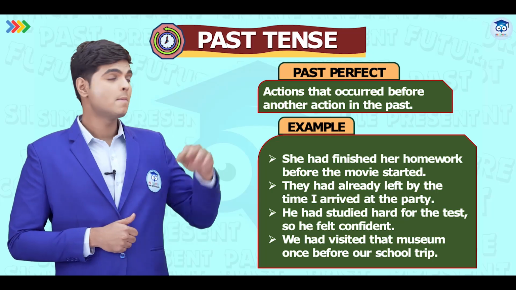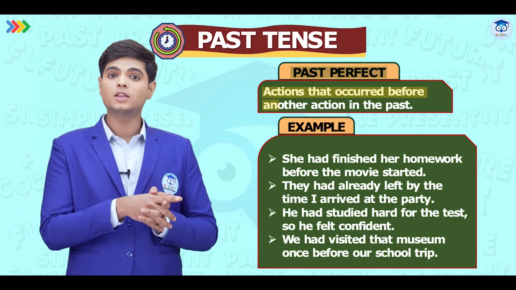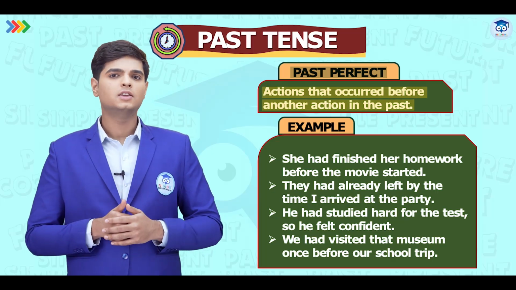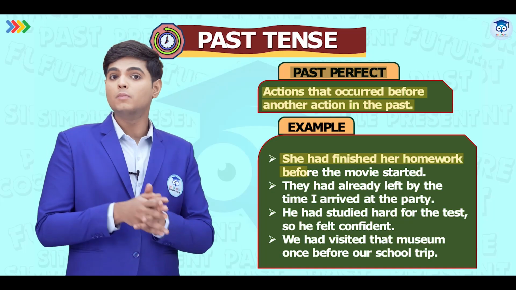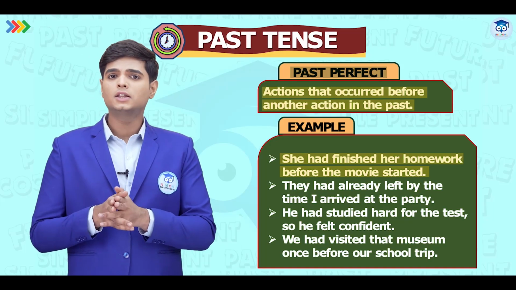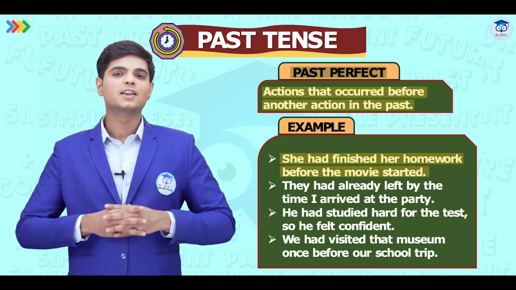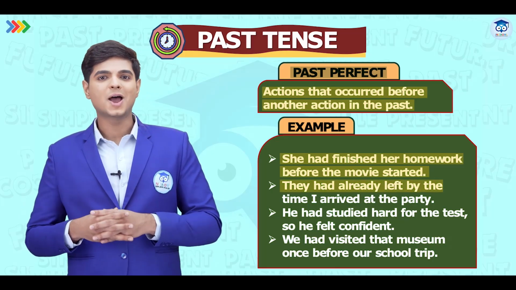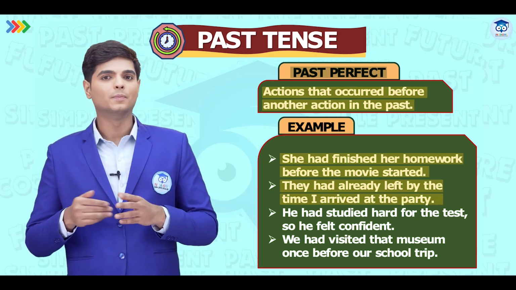Next comes the past perfect tense, used for actions that happened before another action in the past. Here's how it works. Example, she had finished her homework before the movie started. It's clear that finishing homework happened first. In the sentence, they had already left by the time I arrived at the party. The leaving happened before the arrival.